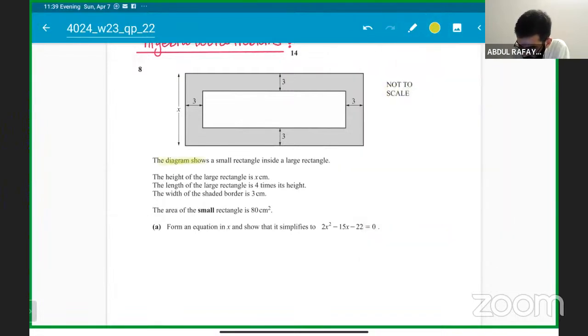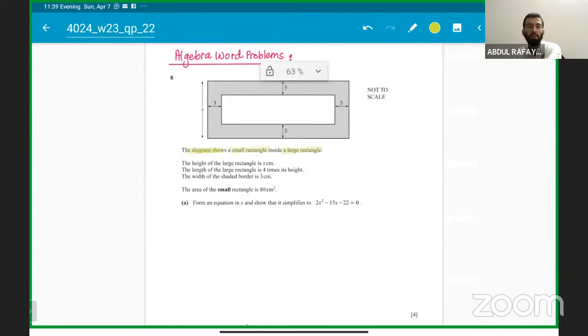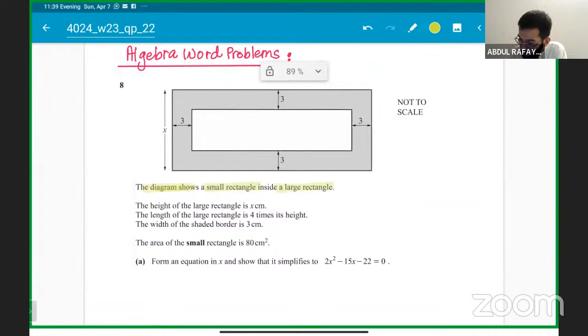The diagram shows a small rectangle inside a large rectangle. The height of the large rectangle is x centimeters, and the length of the larger rectangle is 4 times its height. The width of the shaded border is 3 centimeters. The area of the small rectangle is 80 square centimeters. We have to form an equation in x and show that it simplifies to this.